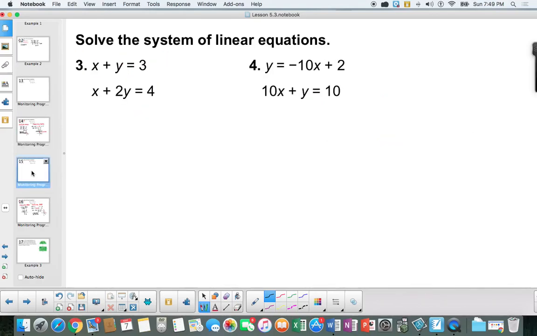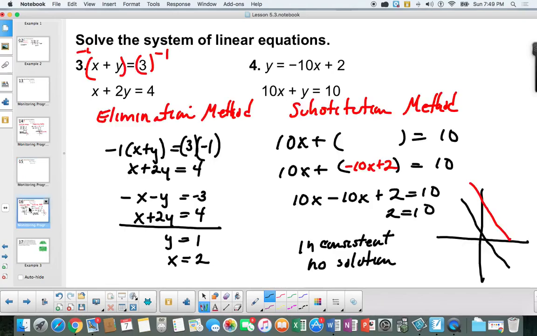Okay, try these. Stop the screencast and see what you can do. And I again tried the elimination method, and I ended up getting y equal to 1, x equal to 2. So these two lines did intersect. Now when I try the substitution method here, I found I had an incorrect statement, 2 equal to 10, so that reminded me that I probably had parallel lines.